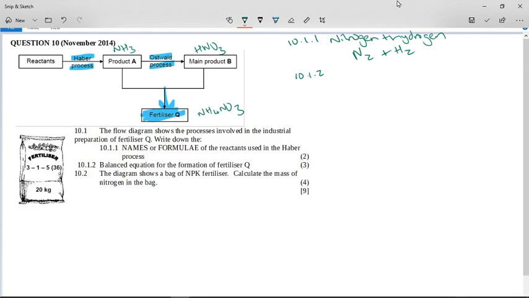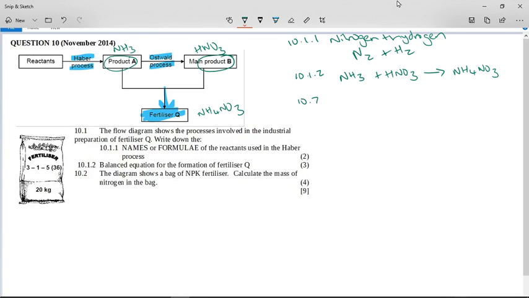Now it says to you, write a balanced equation for the formation of fertilizer Q. Okay, so what you should do here, if you're not too sure what's going on, you know product A is ammonia, and then product B, hopefully you know the Ostwald process is giving you nitric acid. So from the question, you get your reactants, and then our product, fertilizer Q, is ammonium nitrate, and in actual fact this equation is balanced all by itself. If you check out all the atoms, we don't have to do anything, so we can get our 3 marks without even trying to balance it.